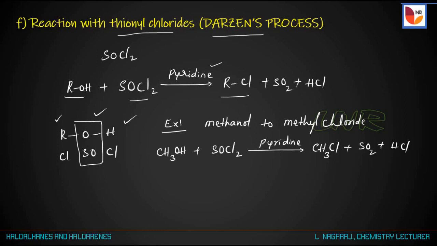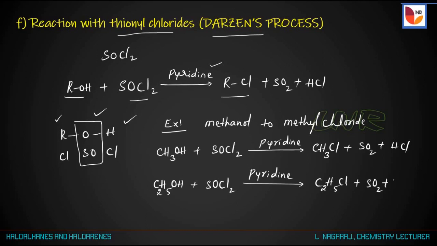And let us take one more example, that is conversion of ethanol to ethyl chloride. That is, ethanol is to be represented as C2H5OH. Ethanol reacts with the SOCl2 in the presence of pyridine. So it gives the product, that is C2H5Cl plus SO2 gas plus HCl. That is conversion of alcohol into alkyl halides by using thionyl chloride.